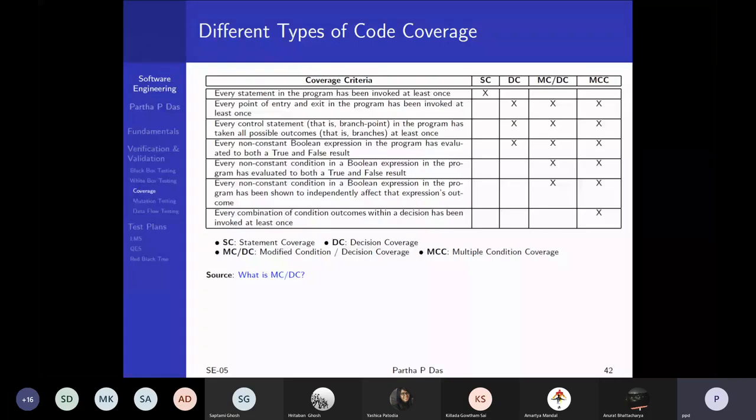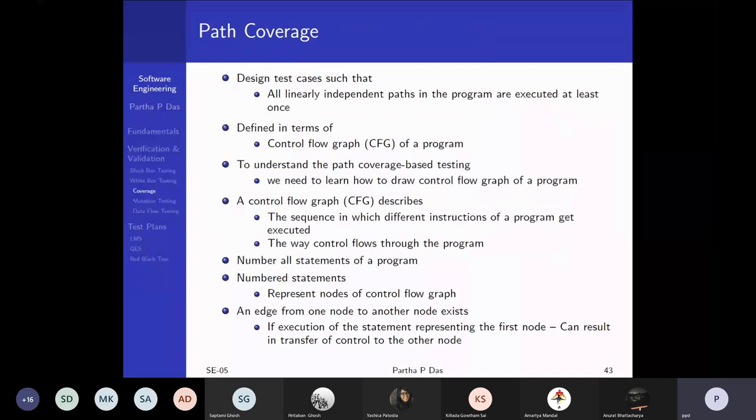We will now get into talking about some more powerful methods of coverage, which will need a certain kind of program analysis to be done. So the next thing we talk about is known as path coverage.